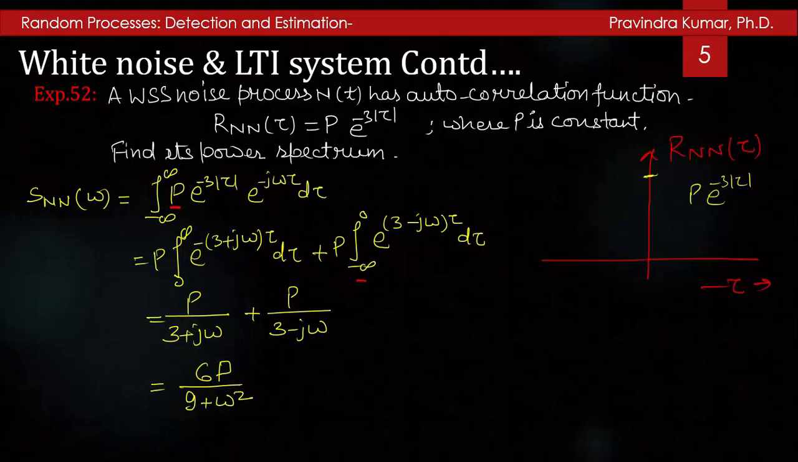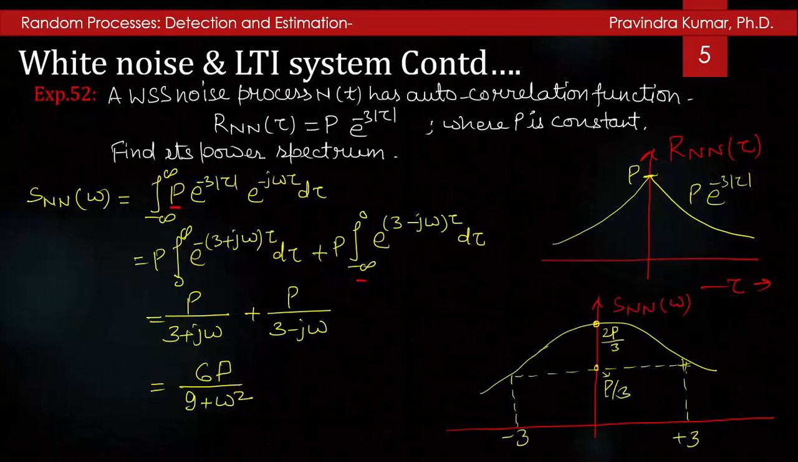So I can plot this autocorrelation function. As you can see, P e to the power minus 3 mod tau, and the power spectral density, at omega equal to 0 it will be 2P by 3, and between omega equal to minus 3 to plus 3, it is P by 3.